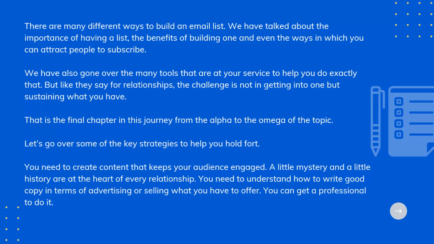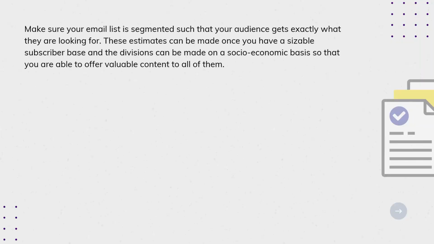You need to understand how to write good copy in terms of advertising or selling what you have to offer. You can get a professional to do it. Make sure your email list is segmented such that your audience gets exactly what they are looking for. These estimates can be made once you have a sizable subscriber base, and the divisions can be made on a socioeconomic basis, so that you are able to offer valuable content to all of them.